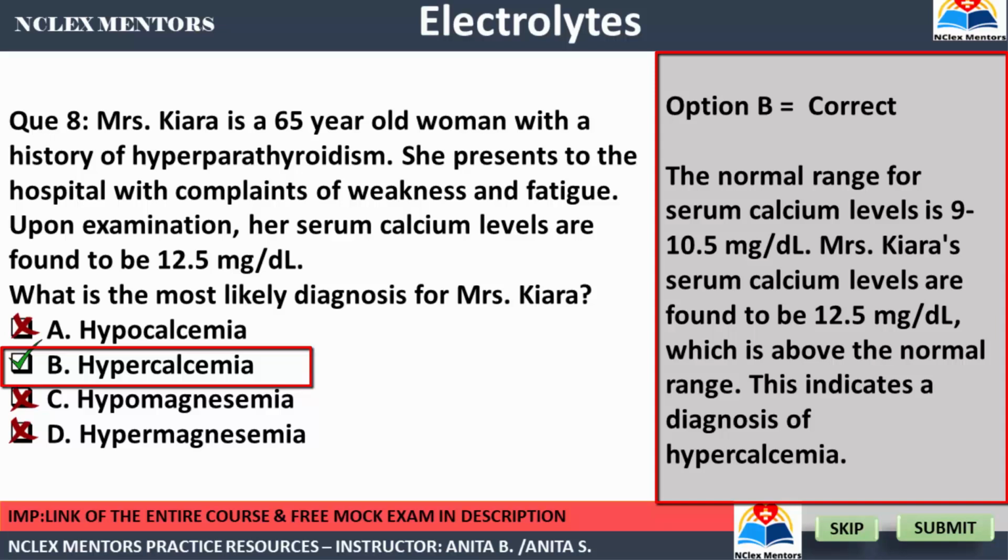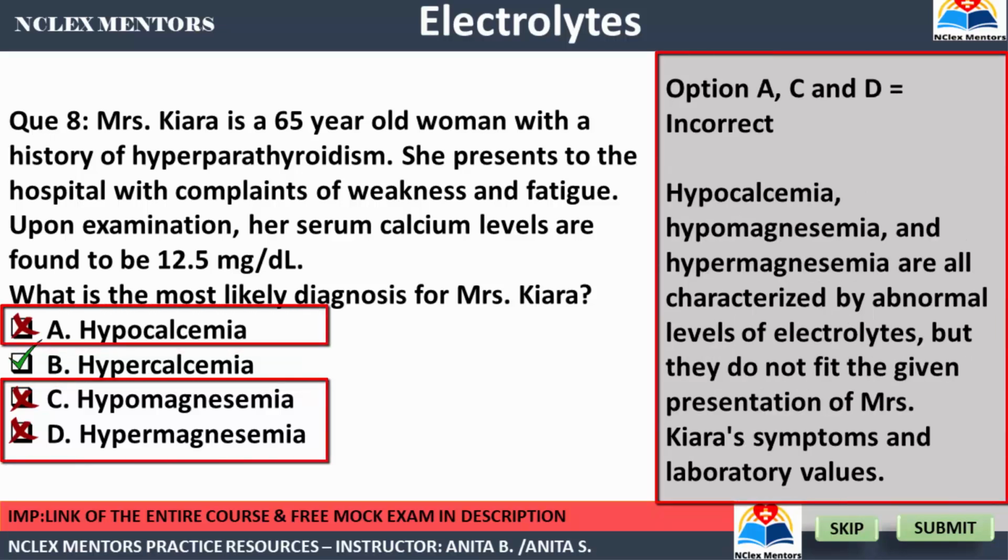Hypercalcemia is characterized by an excess of calcium in the blood, typically due to an underlying medical condition such as hyperparathyroidism or hyperthyroidism. Mrs. Kiera's history of hyperparathyroidism is a known risk factor for hypercalcemia, further supporting the diagnosis. Hypocalcemia, hypomagnesemia, and hypermagnesemia are all characterized by abnormal levels of electrolytes, but they do not fit the given presentation of Mrs. Kiera's symptoms and laboratory values.